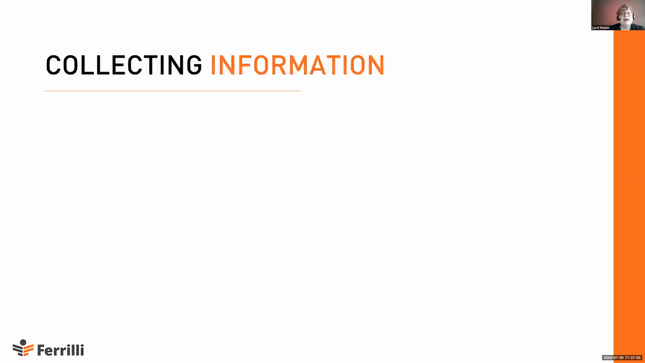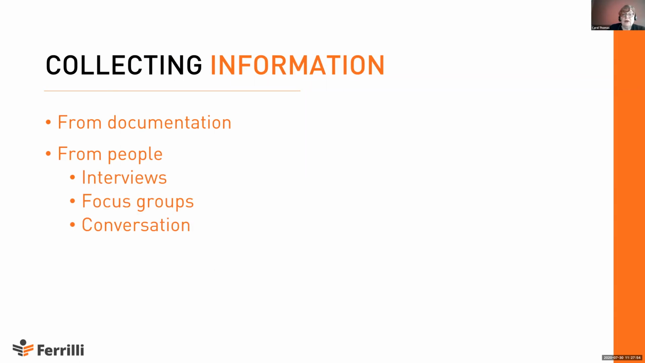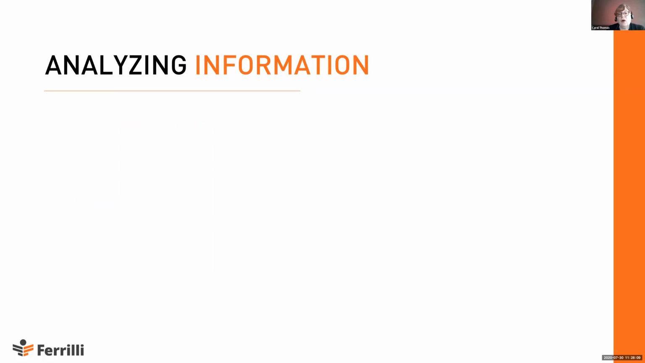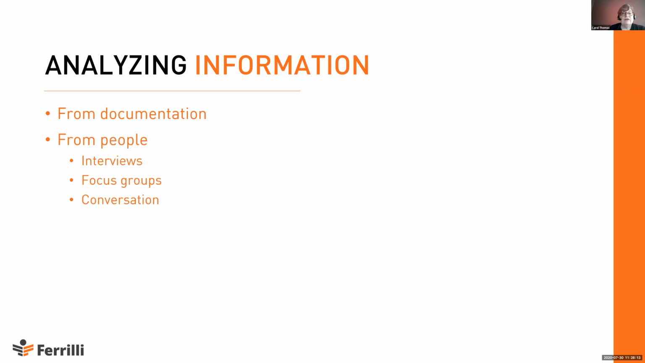So how do we collect the information? We collect it from documentation. We collect it from people. Collecting it from people is usually the bulk of the work that we do through interviews, through focus groups, and through ongoing conversation with people in your organization. Once we've collected that information, we take all that stuff that we've gotten from documentation and from people and from our systems review, and we analyze it.